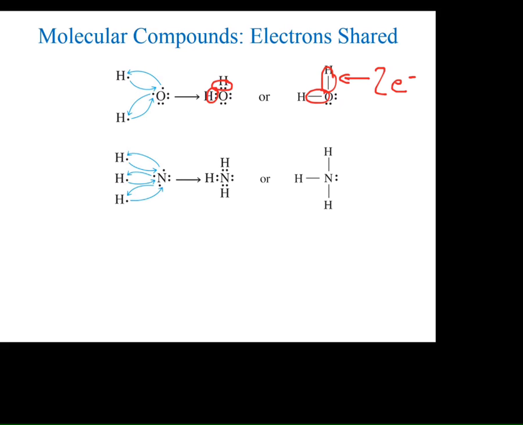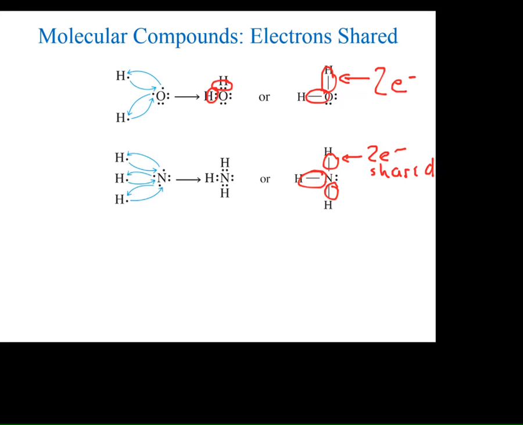So here I've got a bond. That's 2 electrons being shared. Maybe I'll write "shared." Here's 2 electrons being shared, and here's 2 electrons being shared. So those are the bonding pairs. They're being shared now.